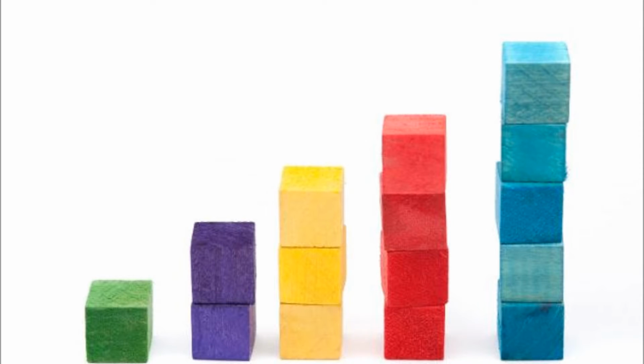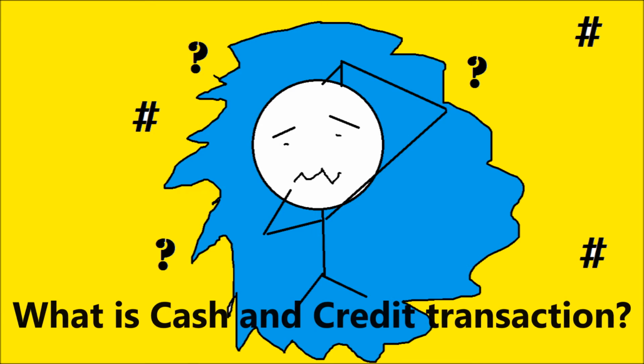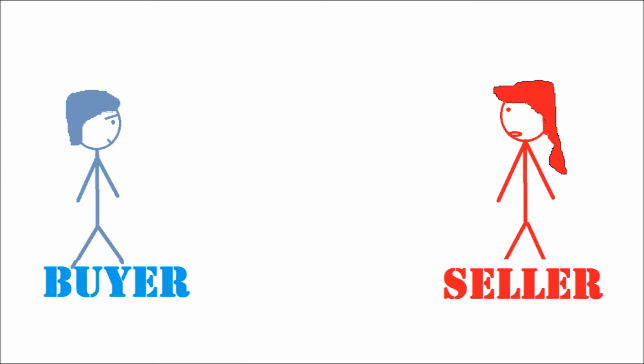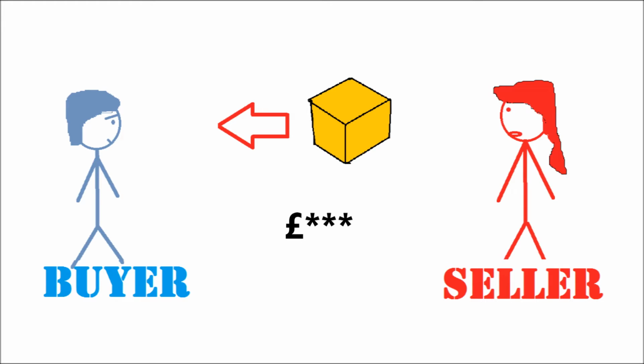Today's topic is, what is cash and credit transaction? Okay, before we start on cash and credit transaction, I just want to quickly explain what transaction is. A transaction is a mutual exchange between a buyer and a seller. The seller would sell goods or services to a buyer, and in return, the buyer would pay the seller the amount agreed to. Now, how this transaction turns into a cash or credit transaction depends on how the buyer pays.